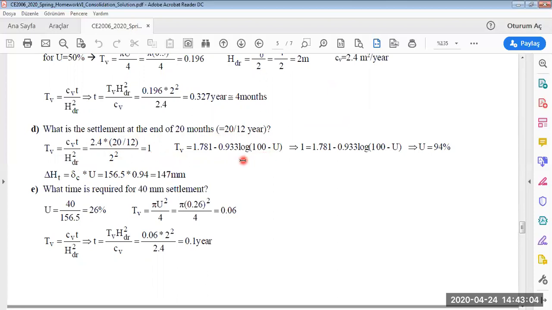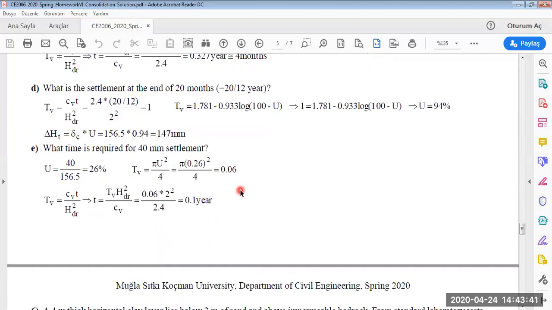And again, we will try which formulation is suitable for us. Let's start with this one. This time factor is evaluated as 94. And now, again, we're going to calculate the amount of consolidation settlement at any time. It's equal to total consolidation settlement times degree of consolidation. Here is the amount of the settlement at the end of 20 months.